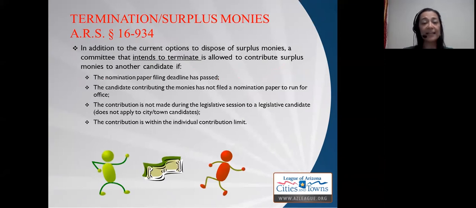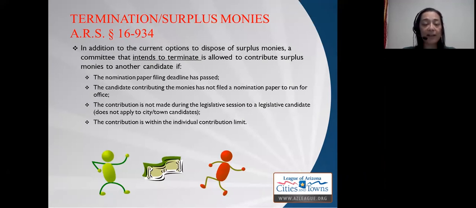Candidates can't give candidates money, but if you're no longer a candidate and you're closing out your committee, then you can give your surplus monies to another candidate, but you have to meet all of these requirements. Essentially, the nomination paper filing deadline has passed. So let's say the deadline is May 30th. So let's say it's May 31st.